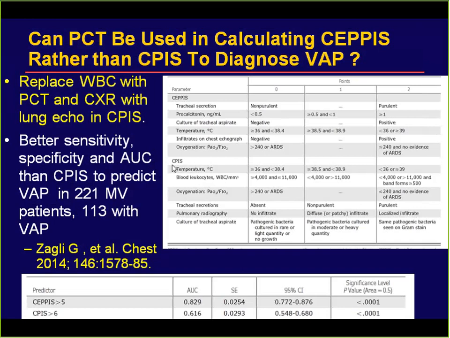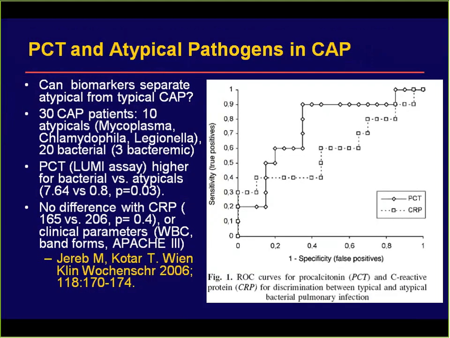more modern way, where instead of using white count, they used procalcitonin, and instead of using an X-ray for lung infiltrates, they used a lung echo. So this is sort of the modern clinical pulmonary infection score, and they found this to be more sensitive and specific than the clinical pulmonary infection score to predict ventilator-associated pneumonia in patients on ventilation and in those who were proven to have pneumonia. So it's a biomarker that's beginning to be used a little bit more widely and might have applications not only in community-acquired pneumonia, but maybe as well in ventilator-associated pneumonia.